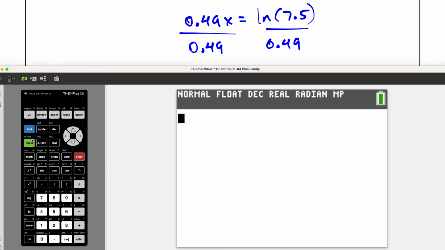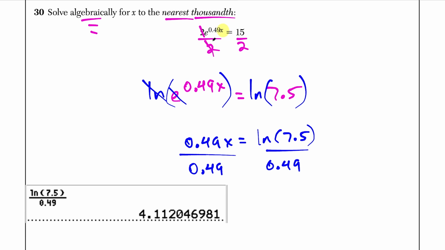So let's just type this in. We're going to press alpha y equals enter to pull up a blank fraction. And we're going to have natural log of 7.5, and we're dividing by 0.49. So that's going in the denominator, 0.49. And then this is the decimal we need. So now we can record our answer.